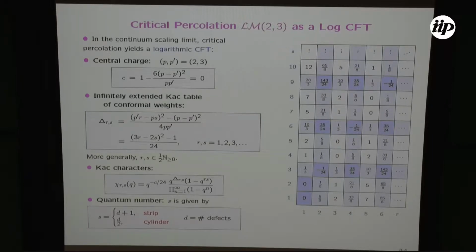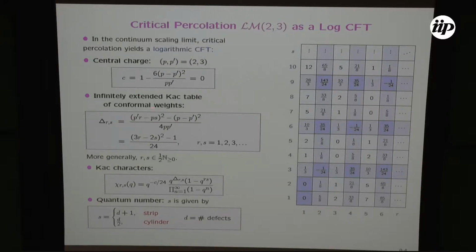As a CFT, in the continuum scaling limit, this loop model of percolation is a logarithmic CFT. And the central charge is given by the usual Kac formula. You just put p and p' equal to 2 and 3, and you get the central charge 0. The conformal weight Δ(1,1) is 0.